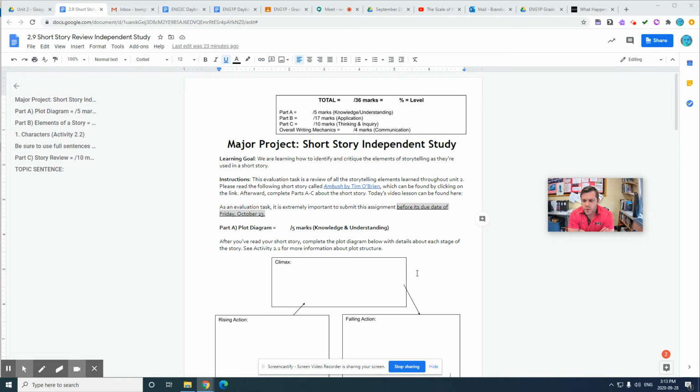Throughout the unit, we've looked at various storytelling elements like plot, conflict, setting, and atmosphere. Today, we're going to look at all of those and how they are found and featured in a short story called Ambush.